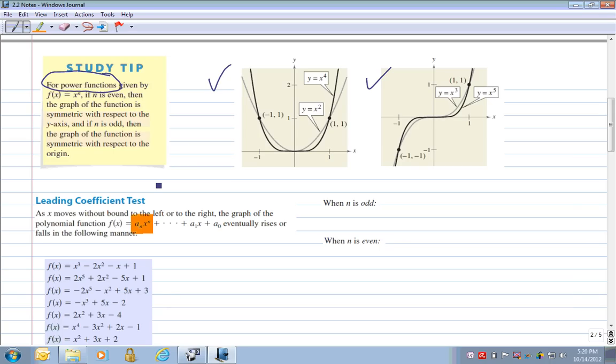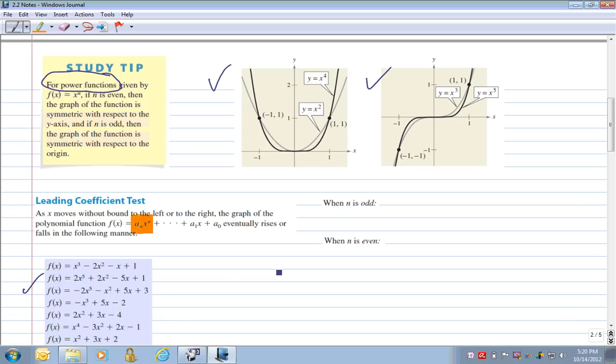All right, next let's talk about the leading coefficient test. Probably one of the most important things you're going to know about learning about the behavior of your graphs. We've got some examples over here we're going to look at in a minute, but before we do that, I want to talk a little bit about our leading coefficient test. Our leading coefficient test has to do with the leading term in your polynomial, the term with the greatest degree.